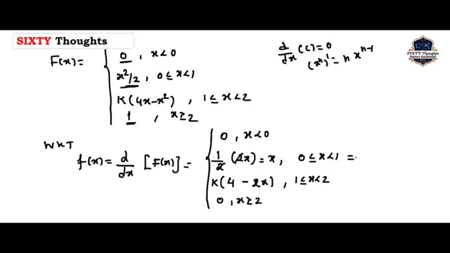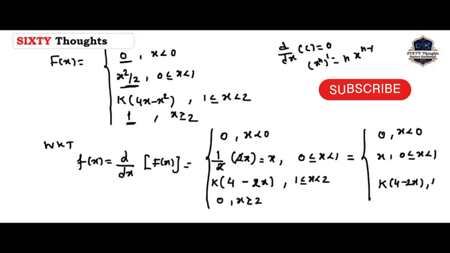Therefore we can write: 0 for x less than 0; x for 0 less than or equal to x less than 1; and k into (4 minus 2x) for 1 less than or equal to x less than 2. This is called the probability density function. Whenever they give capital F of x, we should know how to find small f of x by using this method. I hope you are enjoying the session. Thank you.